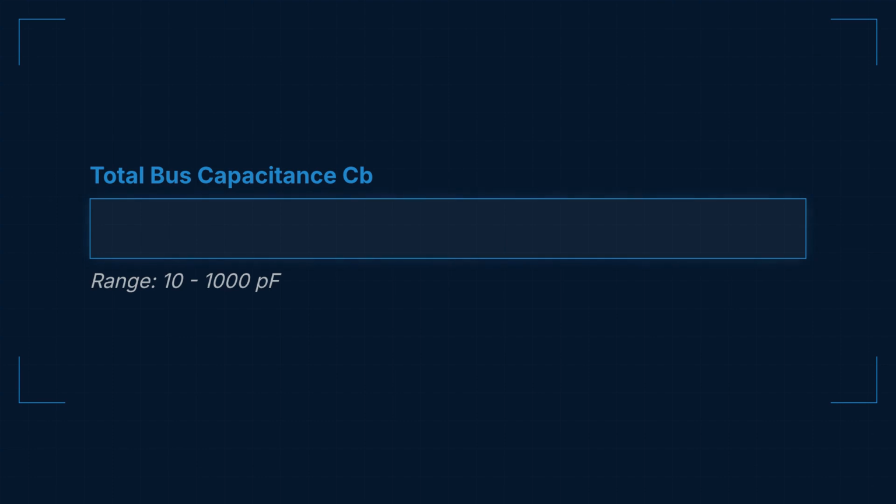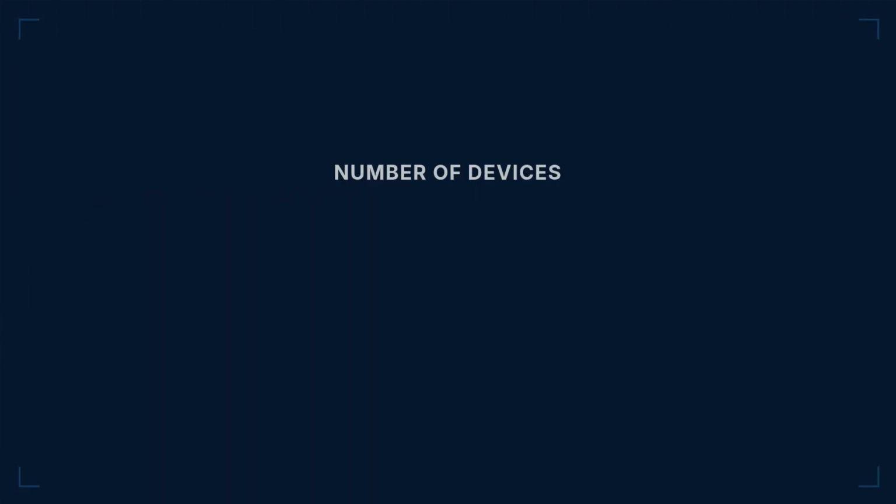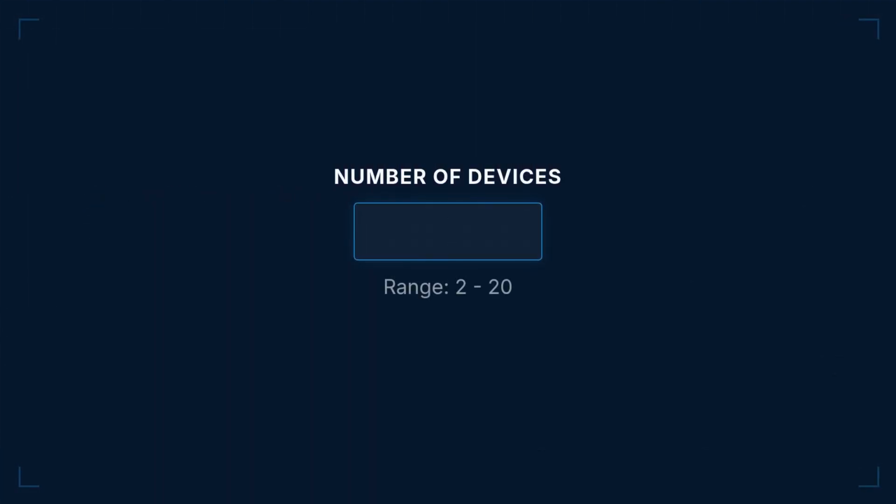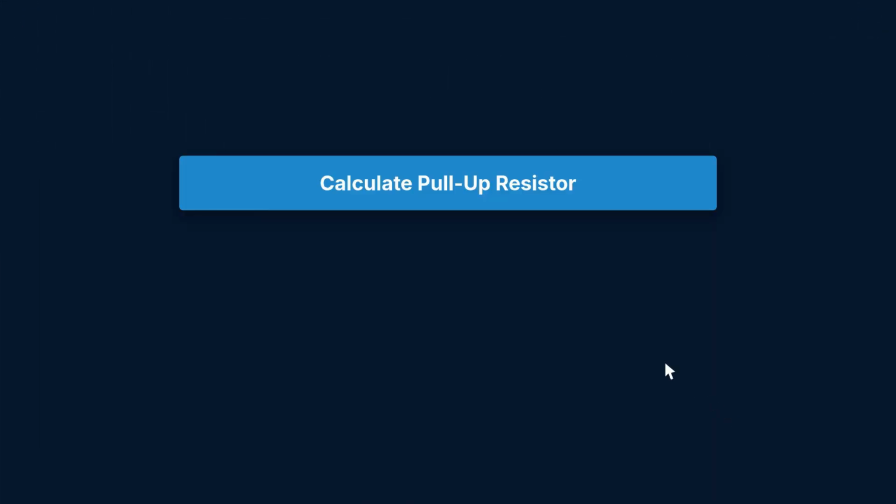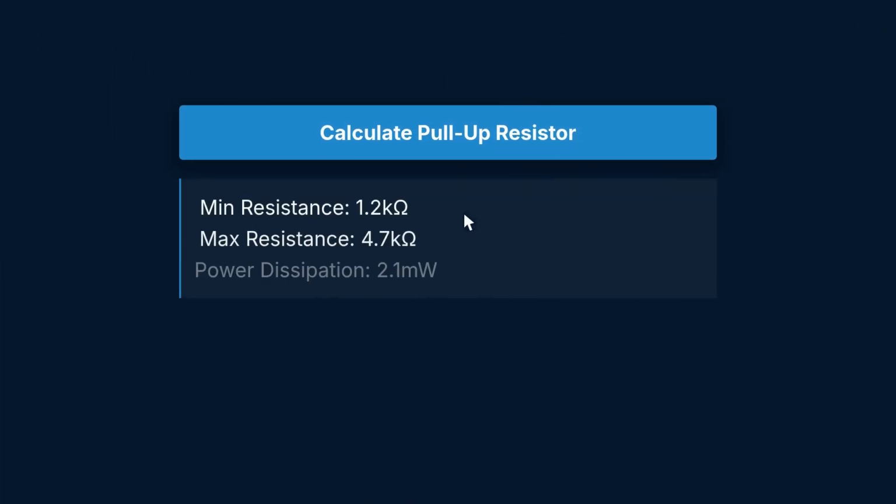I'll enter 100 picofarads. Finally, specify the number of devices on your bus, between 2 and 20. I'll use 3 devices. After clicking Calculate Pull-Up Resistor, you'll see 3 critical results.